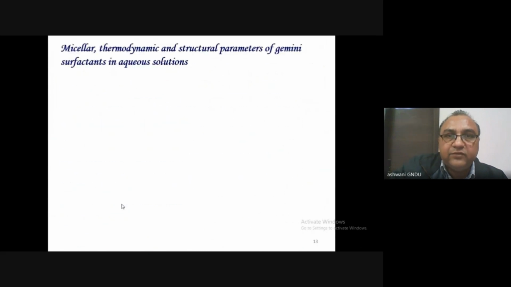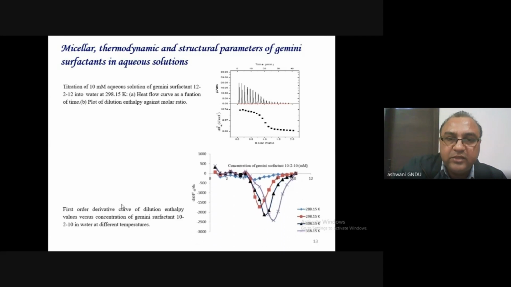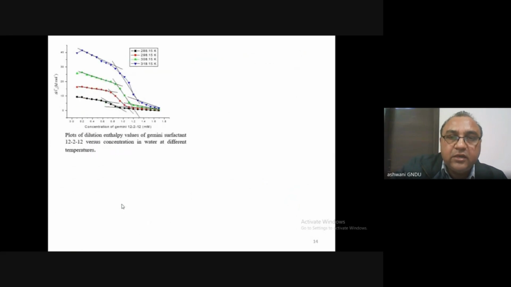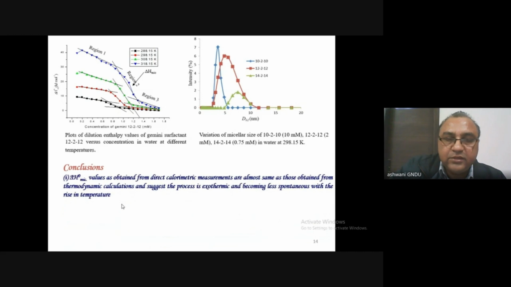Then afterwards, we have tried the Gemini surfactants using a different technique, that is ITC, isothermal titration calorimetry. That is a very important technique which will determine the critical micelle concentration. And from this, we have determined the enthalpic contributions: what is the enthalpy change associated with the micellization behavior? And using all these parameters, this diagram is for hydrodynamic diameter: how is the size of the different surfactants in presence of different solvents? And these are the various thermodynamic parameters which we have calculated.